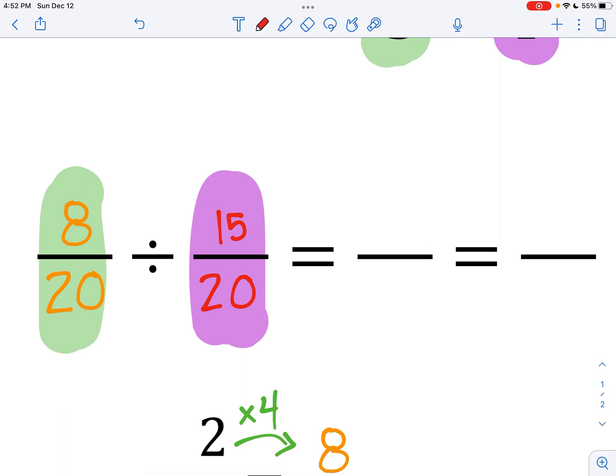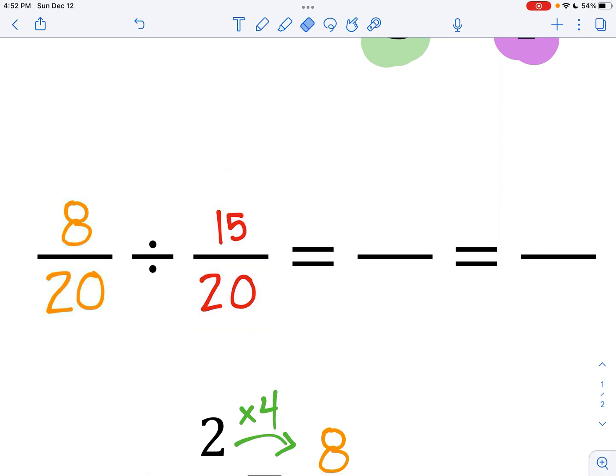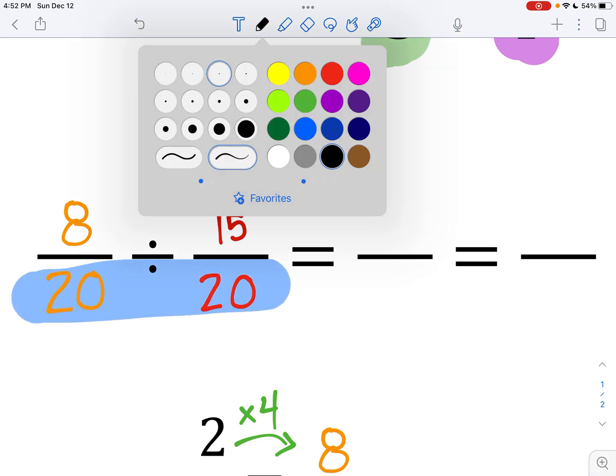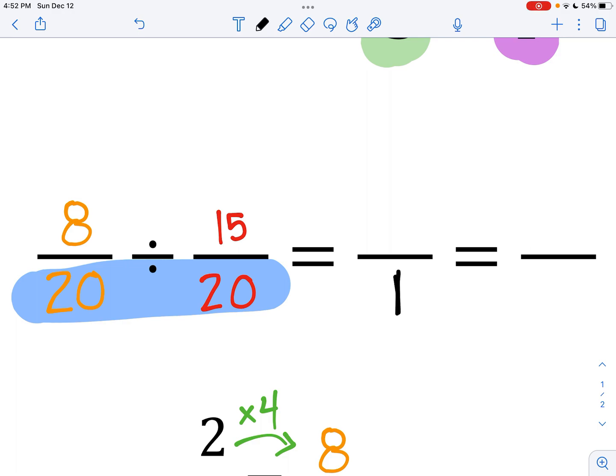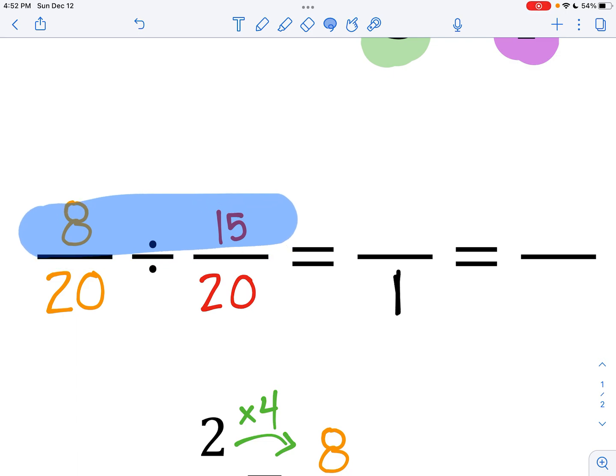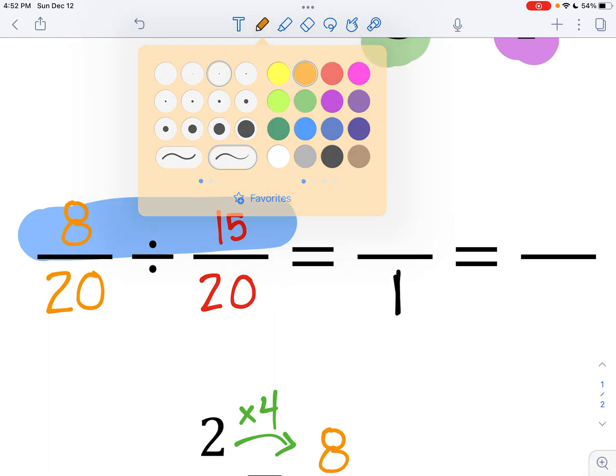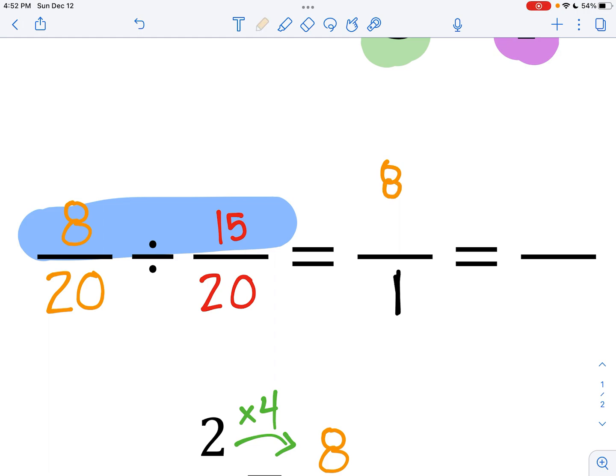I always start with the bottom, the denominators. So I'm going to go across the bottom now. 20 divided by 20 is 1. This is why we like to use the common denominator method. You'll always get 1 on the bottom. Then I'm going to look at the numerators. 8 divided by 15. If I don't immediately know the answer, I could put it in a calculator. All right, but if it gives me a decimal, then I'm just going to rewrite it here. 8 with the 15, and then a line in between them.